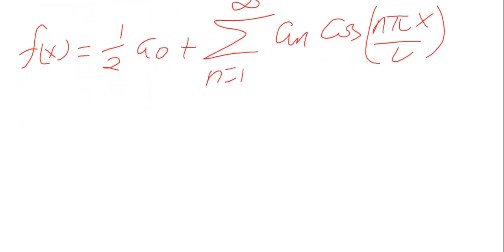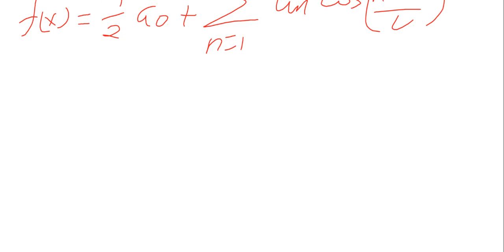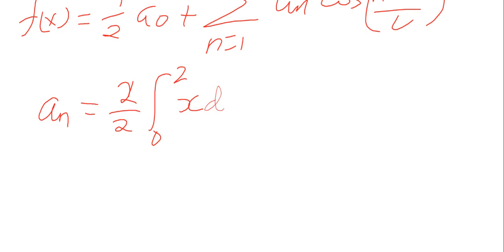So in this case, because the function is even, as our assumption, we shall write a naught will be 2 divided by 2, integral from 0 to 2, x dx. Remember, our function is x in that interval. So we get x squared over 2 from 0 to 2. And this will be 2 squared over 2, which is 2. This is not a, this is a naught.